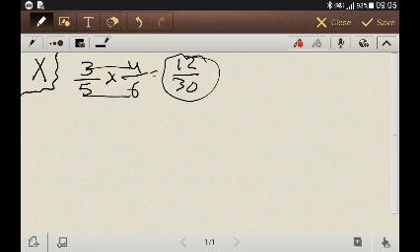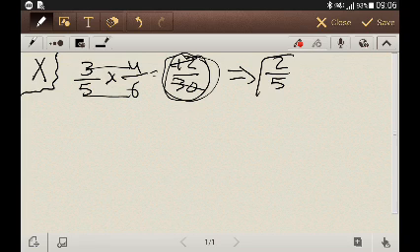This is the main idea of multiplying fractions, but you need to do an extra step, because in this case 12 over 30 is not the simplest form. You have to simplify it to get the lowest form of this fraction. How to do that? Both 12 and 30 are divisible by 6. So I need to divide 12 by 6 to get 2, and 30 by 6 to get 5. So this is the lowest form of the answer.